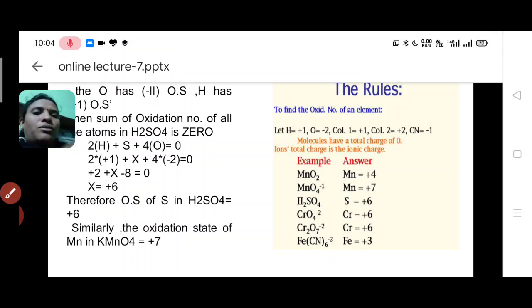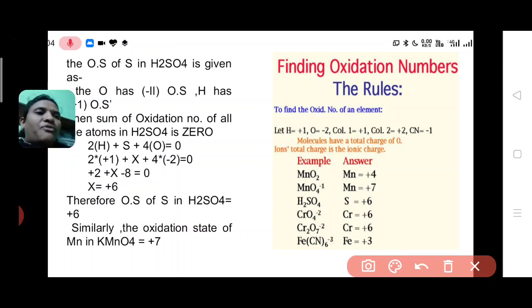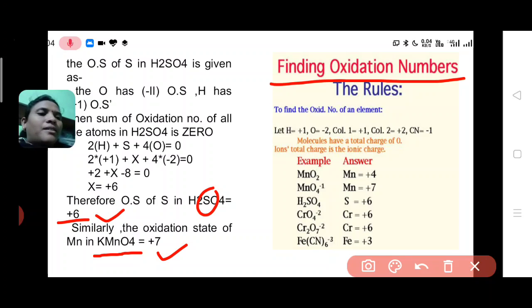In this way you can find the oxidation number. The oxidation state and oxidation number of manganese in KMnO4 is +7, and the oxidation state of sulfur in H2SO4 is +6. In this way you can calculate the oxidation state of the central atom. In MnO2, manganese Mn has oxidation state +4. In MnO4 -1, Mn has oxidation state +7. After calculation, you come to know this answer. And in H2SO4, sulfur has oxidation state +6.